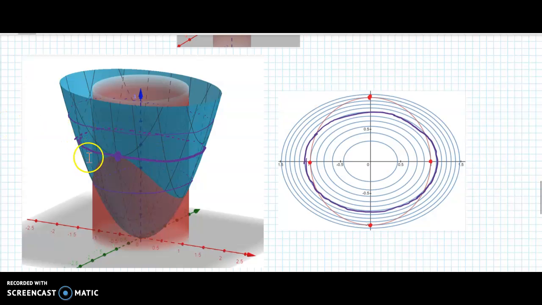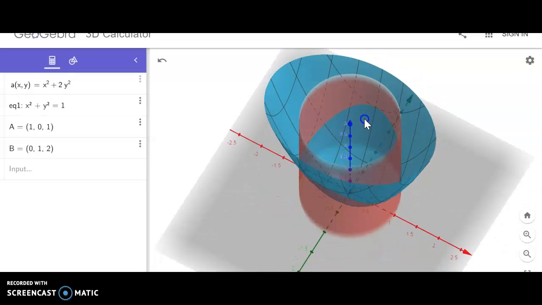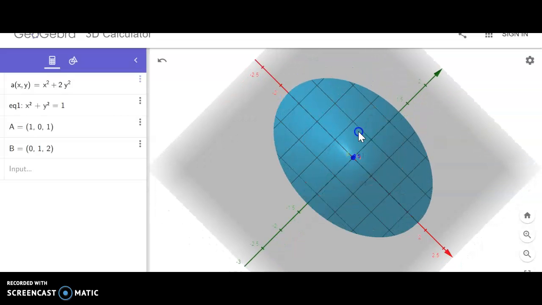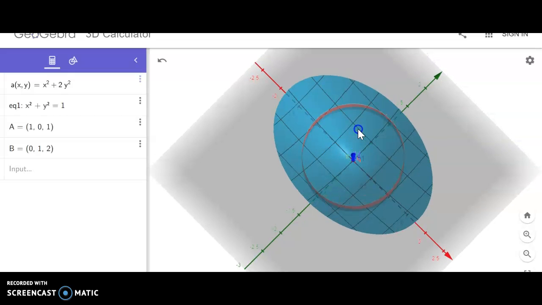Anyway, I was talking about this purple level curve here, and then I said, "What happens if I were to spin this thing?" So here we are in GeoGebra. Imagine drawing that level curve right there, and then turning this whole thing and watching the level curve move as we spin it. And we get down to right there. Okay, here's the unit circle.